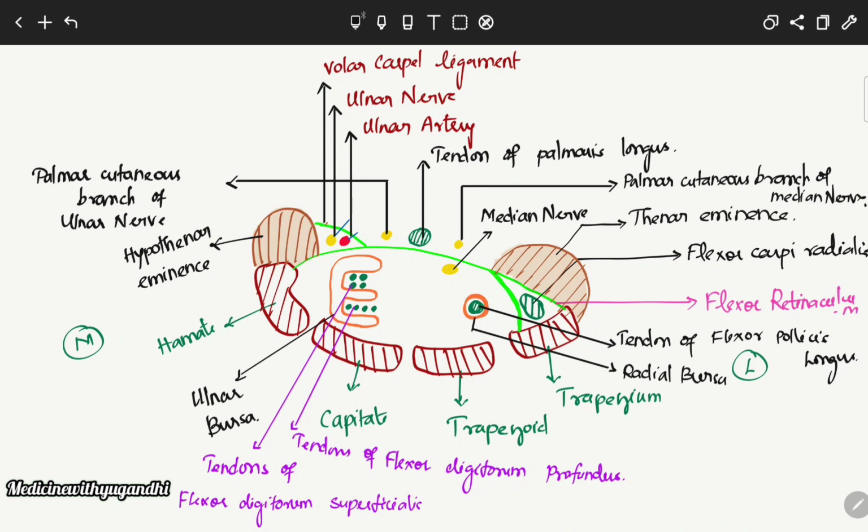Let us again see the structures passing deep to the flexor retinaculum from the medial side to the lateral side. The first structure is the ulnar bursa, within which lie the tendons of the flexor digitorum superficialis and the tendons of flexor digitorum profundus. Then the median nerve also lies deep to the flexor retinaculum. Then the radial bursa, within which the tendon of the flexor pollicis longus lies, and then the tendon of flexor carpi radialis within the tunnel made by the deep slip of the flexor retinaculum attached to the groove on the trapezium.